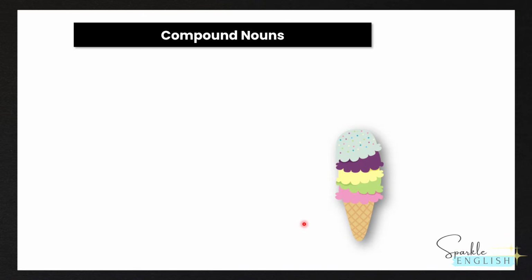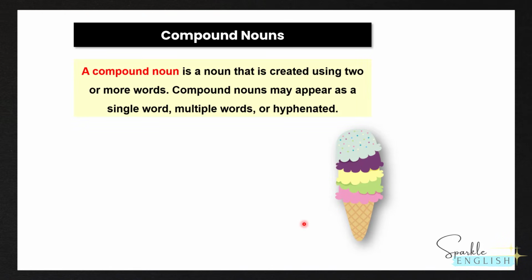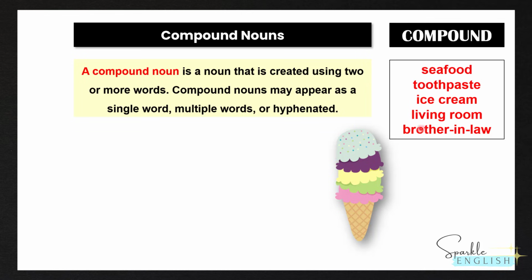Okay, now we have compound nouns. A compound noun is a noun that is created using 2 or more words. Compound nouns may appear as a single word, multiple words, or hyphenated. For example, seafood. Sea is 1 word, food is another word, but combined creates its own word. Toothpaste, ice cream, living room, brother-in-law. So you can see some appear as a single word, some as multiple words, and this one is hyphenated.